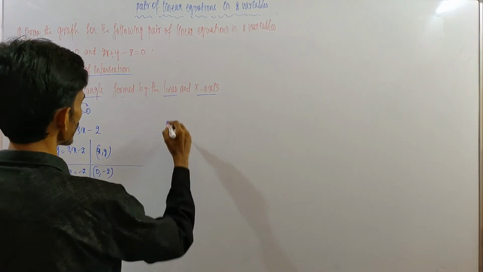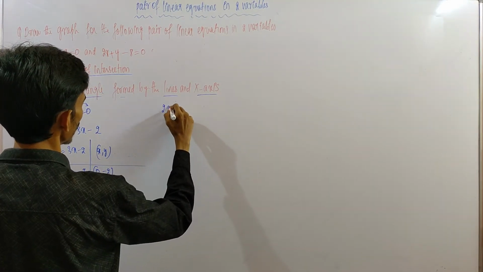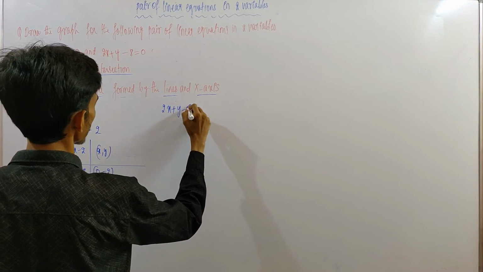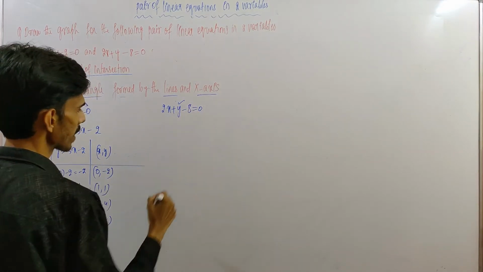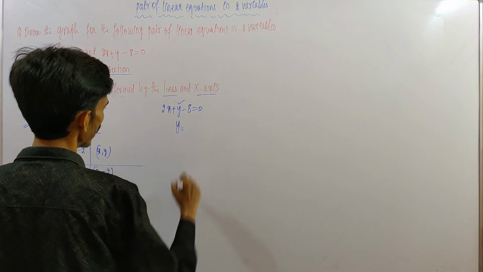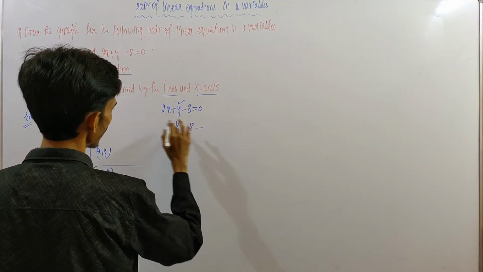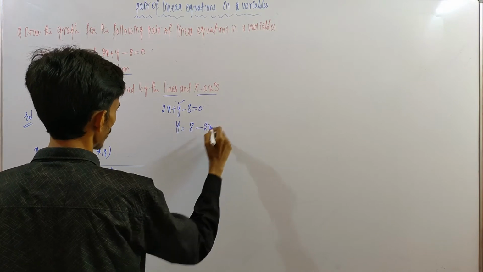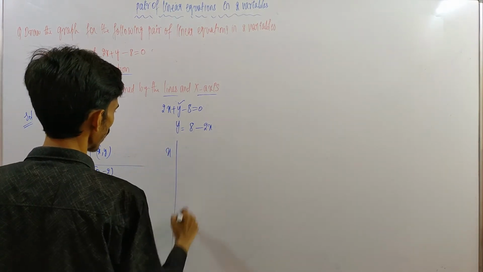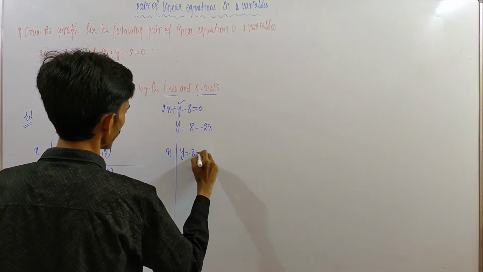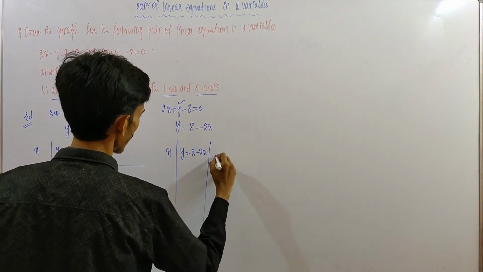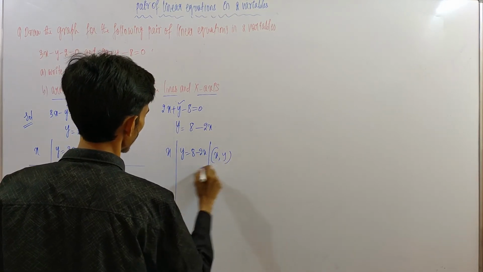Now the second equation is 2x plus y minus 8 equal to 0. Make y the subject. So y will be on the left hand side. Send this 8 to that side, it becomes plus 8. This becomes minus 2x. Now take the x column, next the y column, then the ordered pair x comma y.